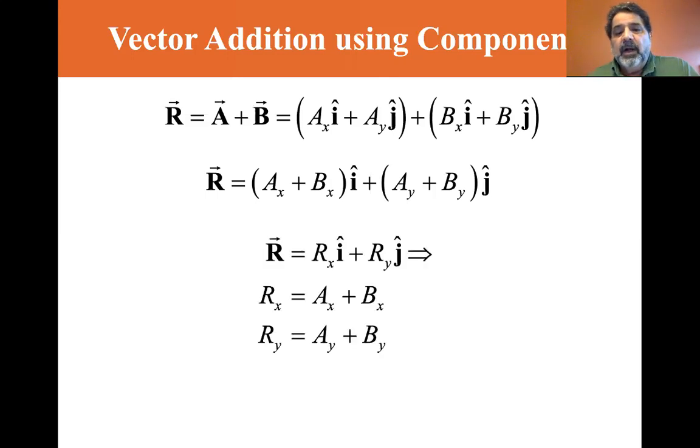Okay, so R is equal to RX i hat plus RY j hat. Well, what is RX? RX is the AX plus BX, the one that you saw right above, inside the parentheses by the i hat. And what is RY? RY is equal to AY plus BY, which is in the parentheses next to the j hat. Okay.